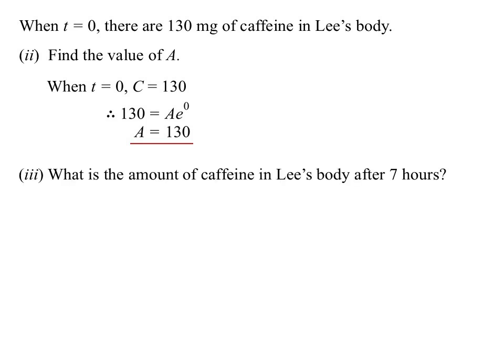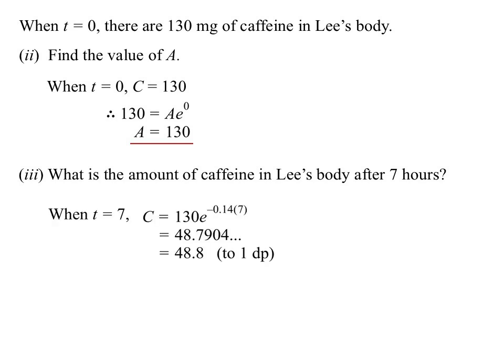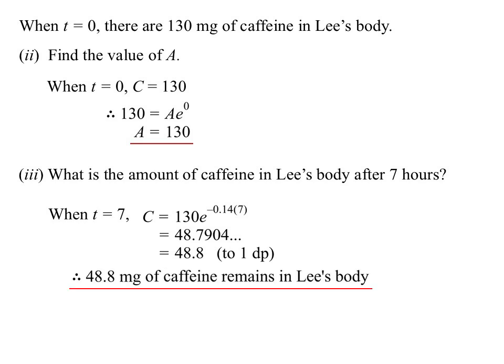Right? Well, how much is now in the body after 7 hours? It really just becomes a substitution question now. C equals 130 e to the minus 0.14 times 7. We bung it into the calculator and we get 48.8 to 1 decimal place. So that's how much caffeine we have.